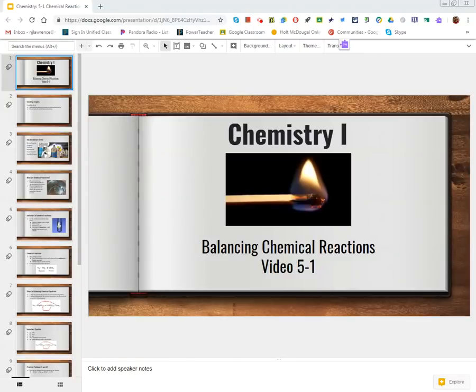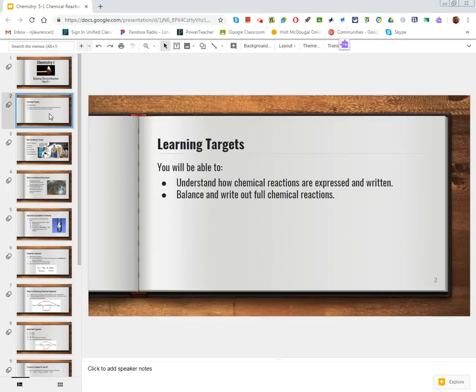Welcome to video 5.1 on balancing chemical reactions. This video is going to teach you how to understand how chemical reactions are expressed and written using the symbols, subscripts, and even different letters and arrows to demonstrate a chemical reaction. In this video, you're also going to learn how to balance and write out your own chemical reactions.